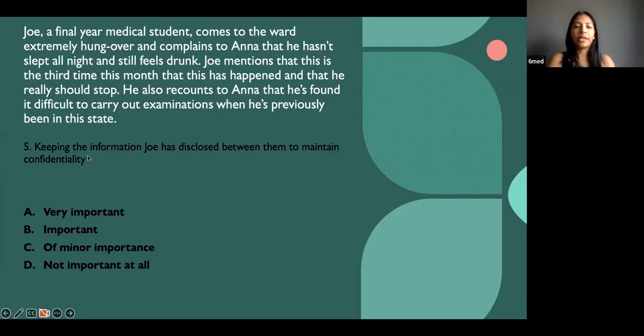And in this situation, I know Joe's not a patient, but just using those rules to apply to this one, keeping the information Joe has disclosed between them to maintain confidentiality, I think in this situation, it's okay to break confidentiality because Joe is extremely hungover and feels drunk. So because he might compromise patient safety, which is much more important, it would be fine to break confidentiality and speak about this information with someone senior. So I would say, again, this is D. Maintaining confidentiality is not important in this situation.